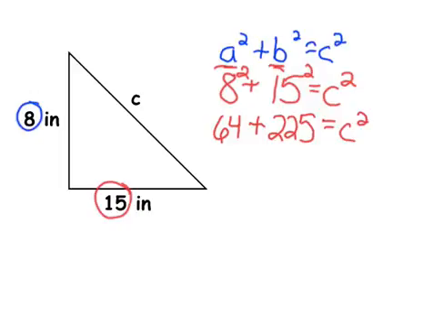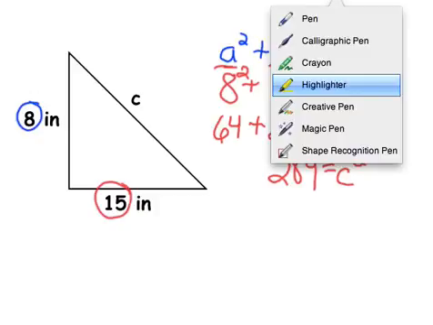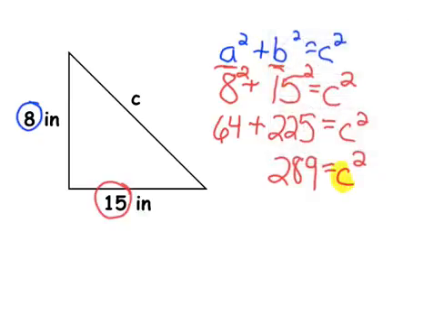So now I need to figure out what is 225 plus 64. Type it in my calculator. I got 289 on my screen, and that equals C squared. I still have to get C by itself. So that means I have to move that little squared.